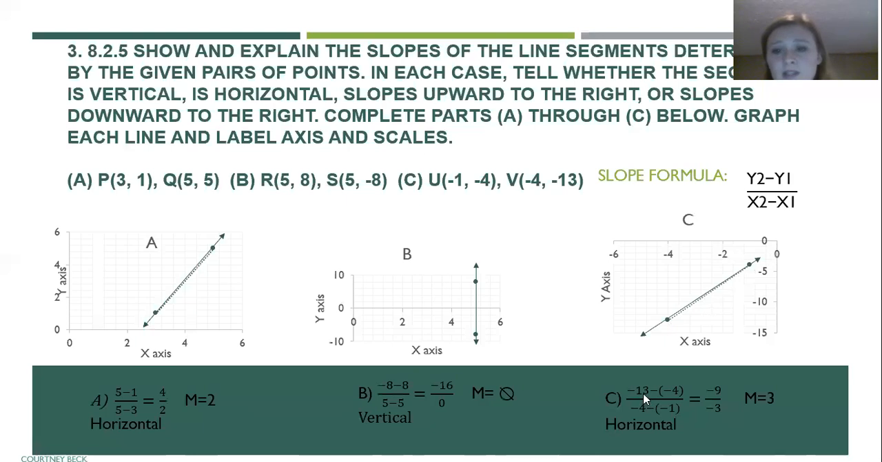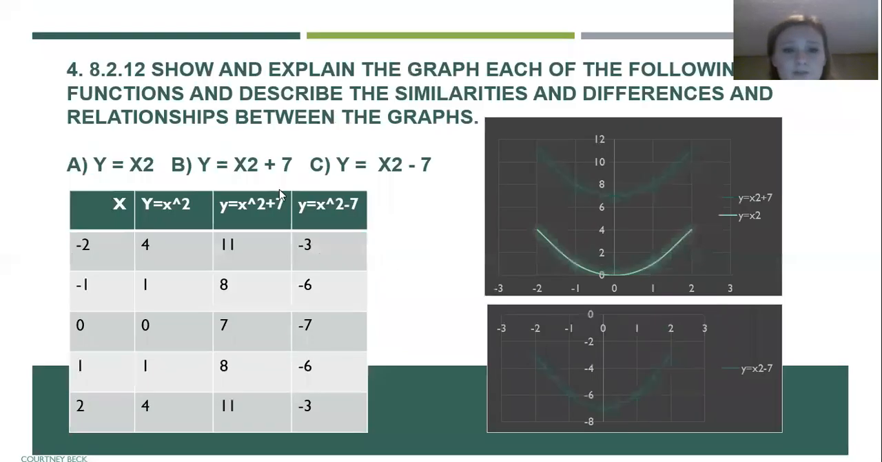So we're going to do it again. y2 minus y1 equals -9. x2 minus x1, we're going to get -3. Then we get 3 for our slope. Okay. Question 4.